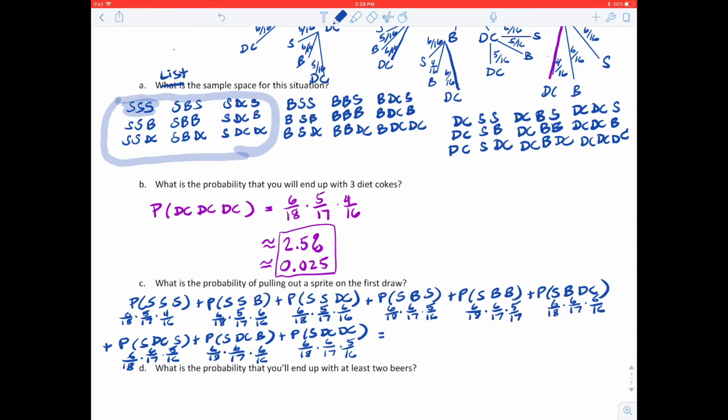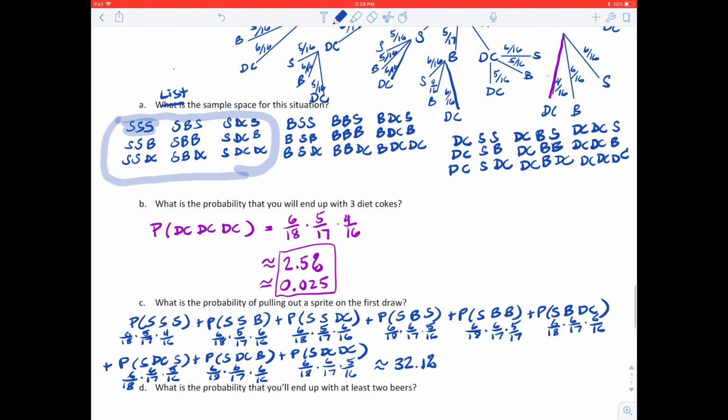We end up with approximately 32.1%. And that isn't surprising, is it? Because doesn't that look to be about a third of the situation here?